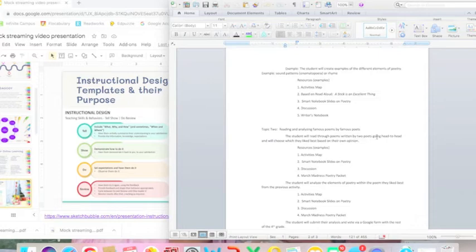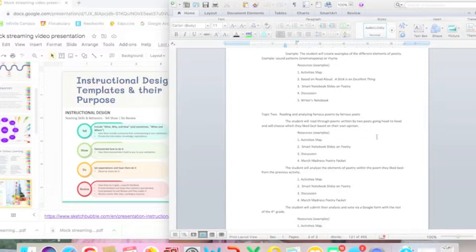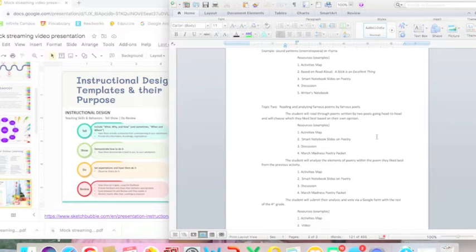Moving on, topic 2 was to read and analyze famous poems by famous poets. This was really diving into our March Madness unit, where they had a bracket and they had to narrow it down between the poems that they would read written by 2 poets. They would be going head to head like a basketball game, like March Madness basketball, and they would choose which they liked best on their own.